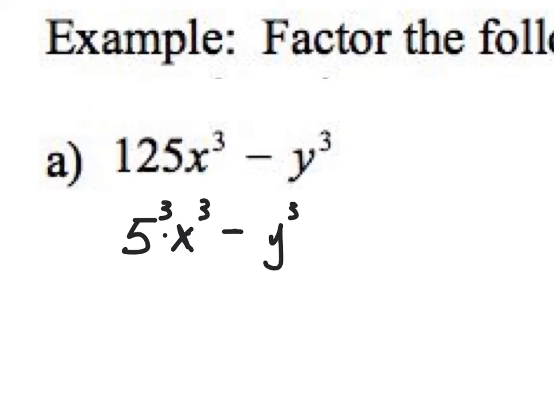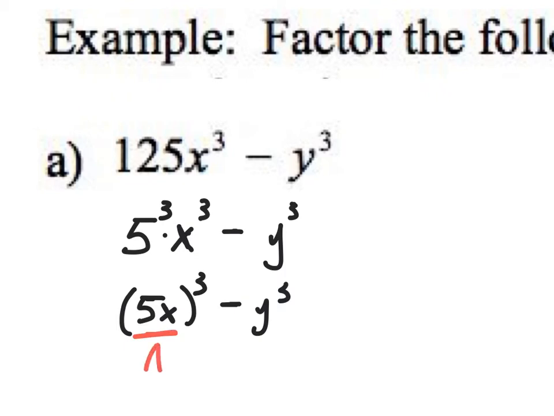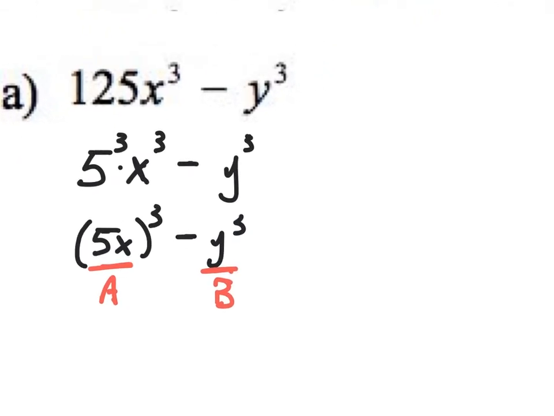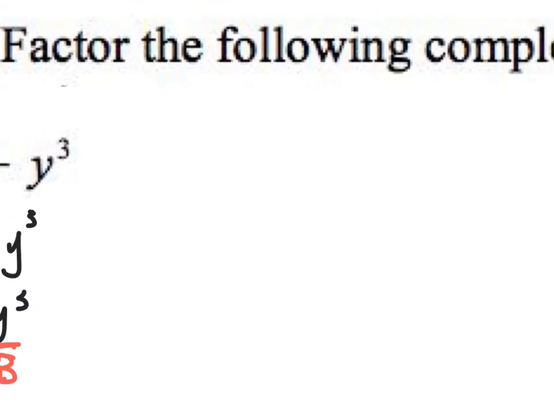Now, because I have a common 5 cubed and x cubed, I can rewrite this as the quantity 5x cubed, minus y cubed. All right? So now, this is my A, and this part here is my B. And so if we think about the formula that we had, let's write this out real quick.